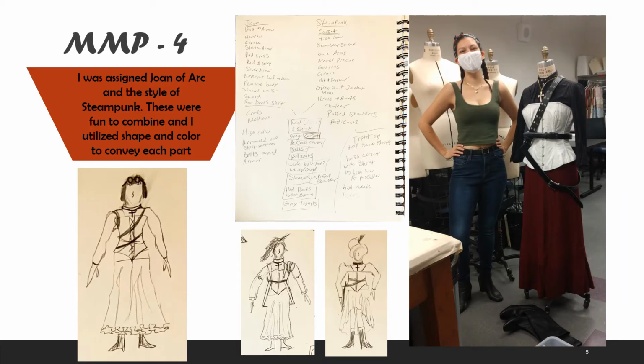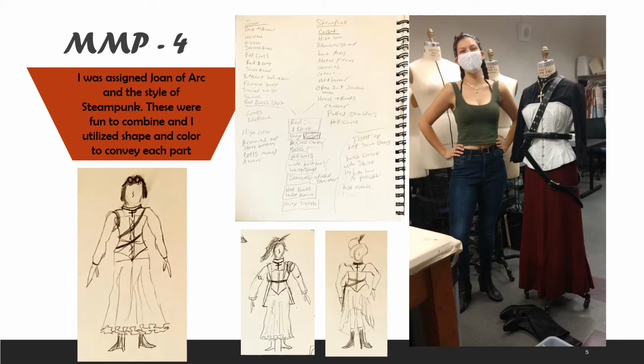Another project that I think I did really well with was the one where we pulled items from stock. Sarah explained to us that this was something that happens all the time in the real world, and I was excited to just go down there and see what I could find that would fit this character. I was assigned Joan of Arc and the style of steampunk. I'm really pleased with my final product, but I'm also pleased with how easily the process came to me. This is towards the end of the class, so I had already essentially worked out how I work best in my process.